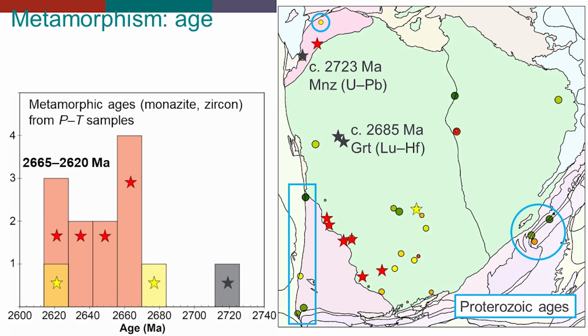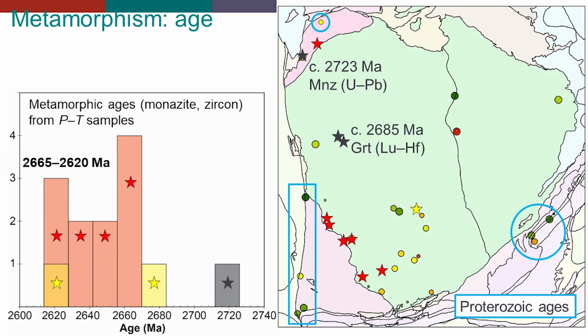And really what we're seeing, what we've known for a long time, is that metamorphism in the Yilgarn and the old southwest terrain really does seem to show a protracted spread of ages from about 2620 to 2665. And it's been hard to know if that represents different pulses of metamorphism or if that really is a protracted event. That's the data that we have.